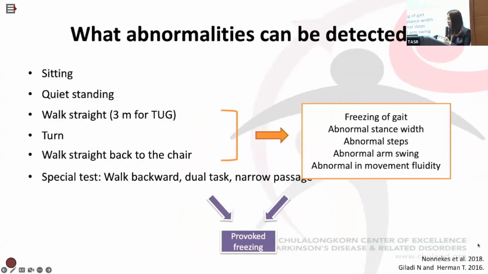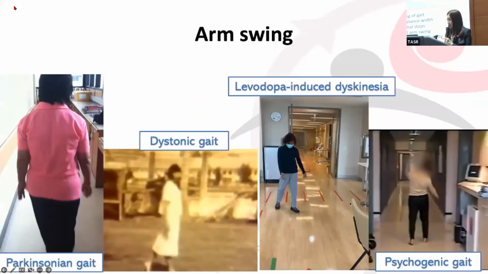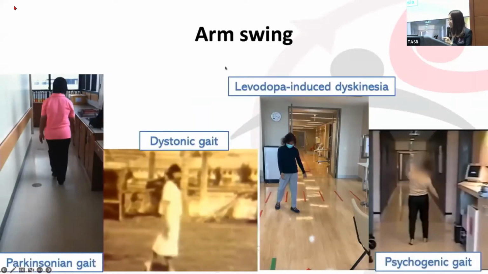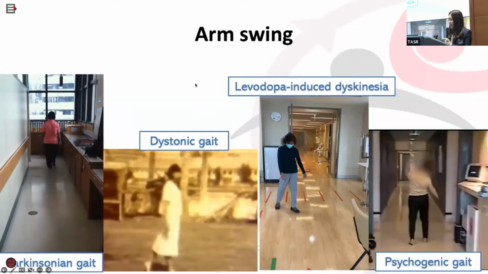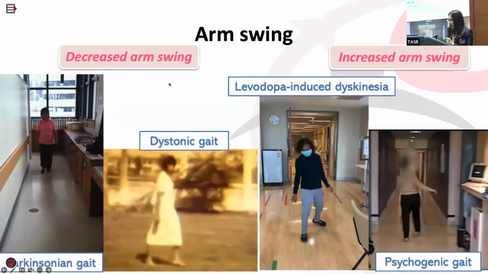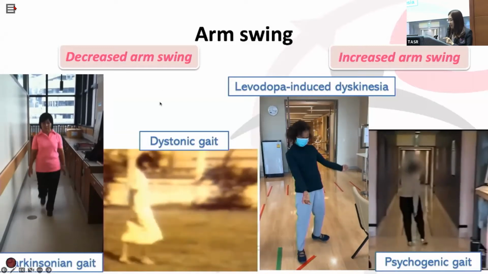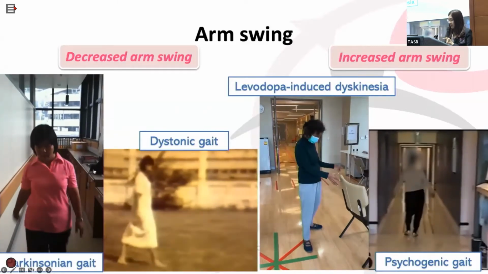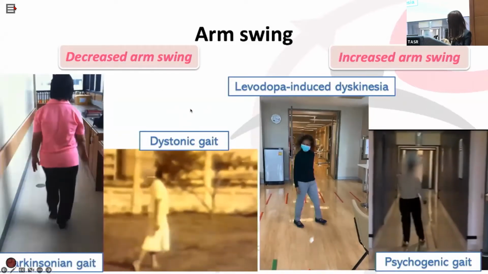Now we're at the fourth abnormality, the abnormal arm swing. The abnormalities of arm swing can be divided into decreased and increased arm swing. Decreased arm swing can be found in Parkinsonian or Dystonic gait. You see here in this video.